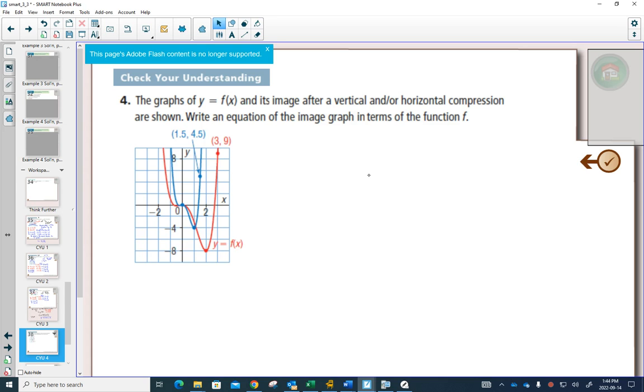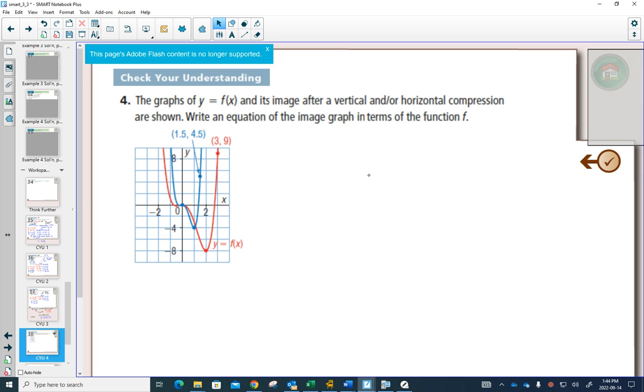So this one's a little bit different. All the questions we've had so far have given us an equation, and we had to draw the graph. Now this one says, can you work backwards? If you had both graphs, could you write the equations?